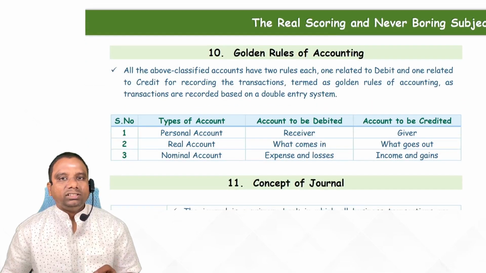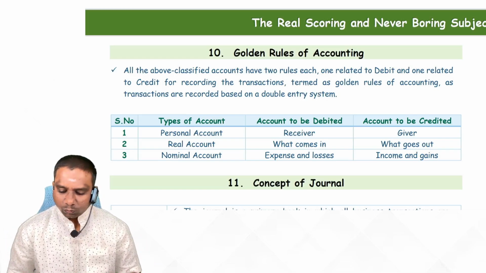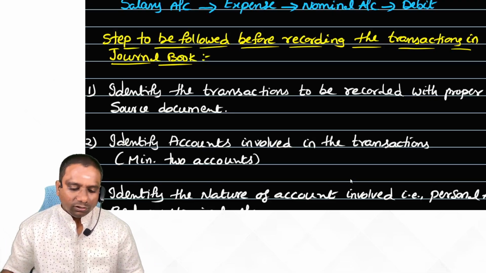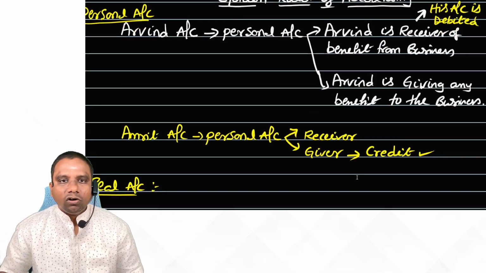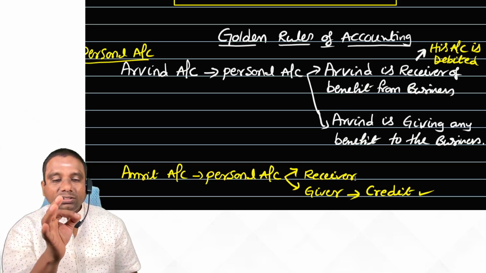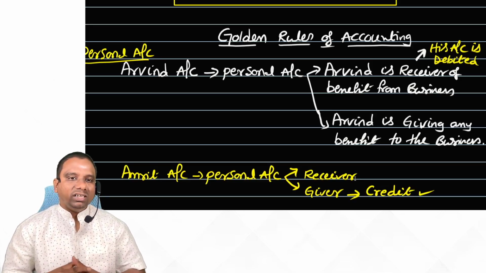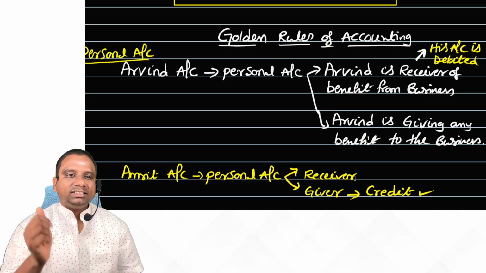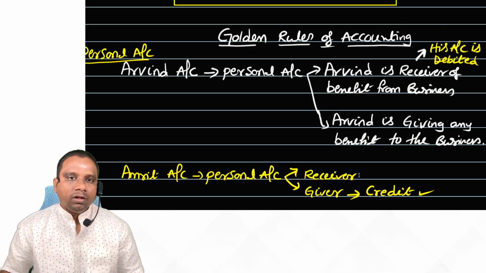After that, we discussed their rules. So, what are the rules of accounts? If the identified account is a personal account, then we have to decide whether it is debited or credited. For that, you have to see whether the particular person is a receiver of any benefit from the business or a giver of any benefit to the business. If he is a receiver, then his account is debited. If he is the giver, his account is credited.